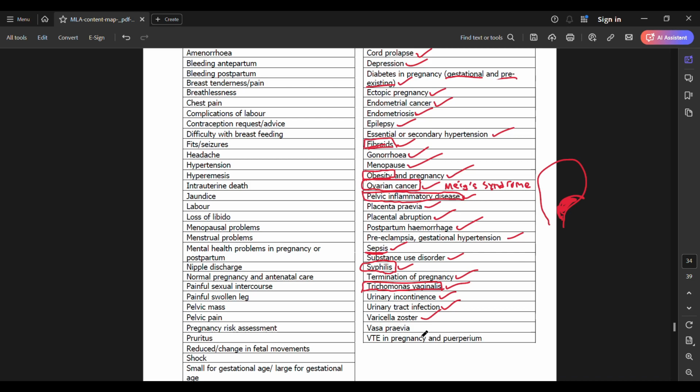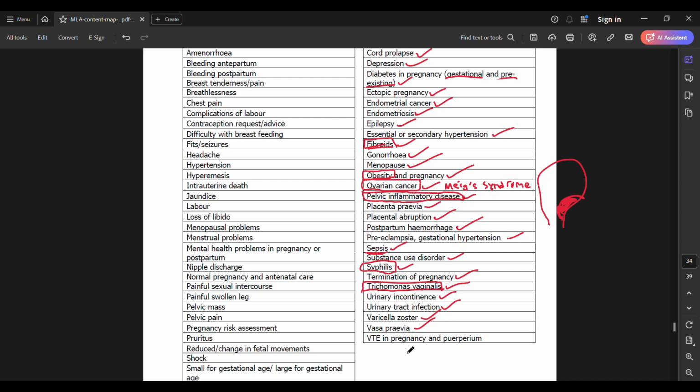Vasa previa, I haven't seen this show up as much in the past, but do it well for your multiple choice questions, definitely. I'm not sure if this is going to show up in your OSCE stations, but just know the ins and outs of vasa previa. This will be a relatively newer case, I guess.